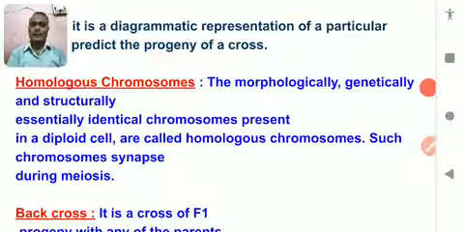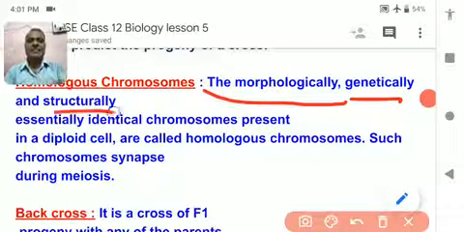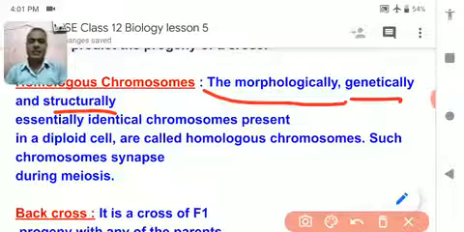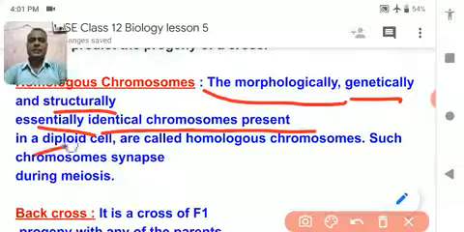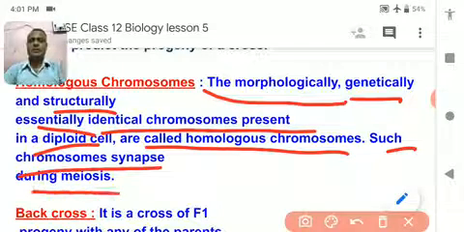Next, what do you mean by homologous chromosomes? I have already told you about homologous chromosomes. Homologous chromosomes are the pair of chromosomes having the same shape and size, one from each parent. Homologous chromosomes are morphologically, genetically and structurally essentially identical chromosomes present in a diploid cell, a body cell. Such chromosomes synapse during meiosis.